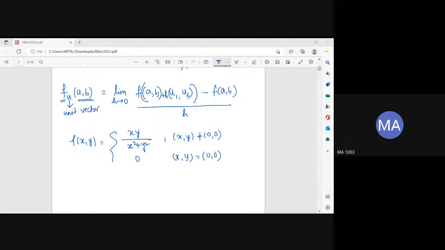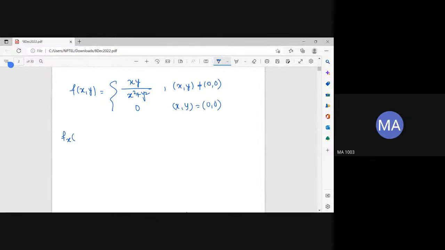Okay, fine. So how will we calculate fx of 0 comma 0? In fact, they've asked for every point. So let's find fx of x comma y. How will we find this? When x comma y is not equal to 0, 0, then we can just use that formula and do the usual partial derivative, how we find it, right?